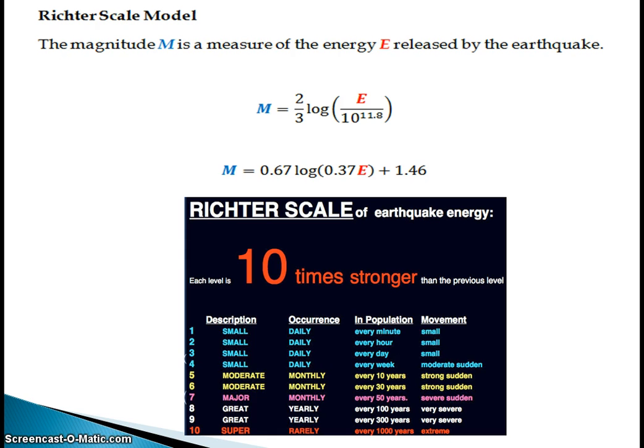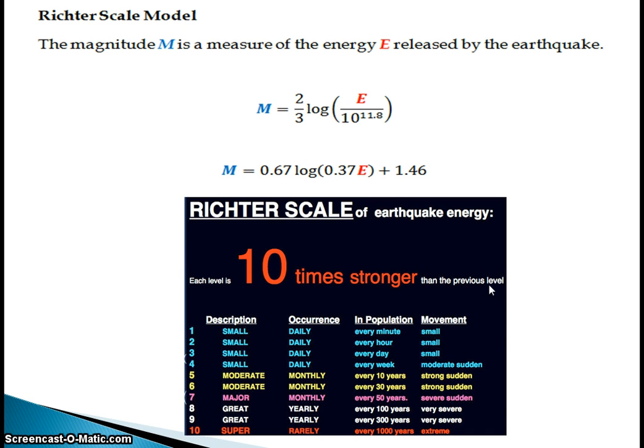Now the third use of logarithms that's famous is the Richter scale model. Here's the equation. M is equal to 2/3 log of E divided by 10 to the 11.8 power, where M is the magnitude of an earthquake and E is the energy released by the earthquake. When we say an earthquake measured 4 on the Richter scale, we're talking about the magnitude, not the energy released. However, you should note that each level is 10 times stronger than the previous level.